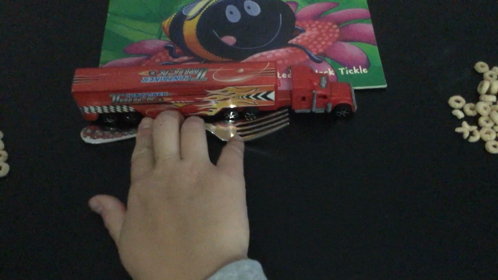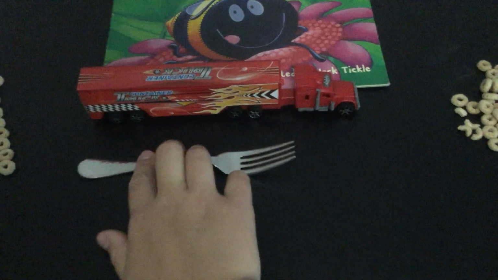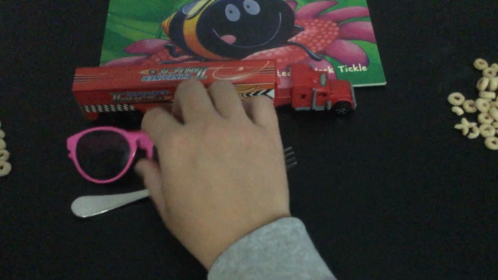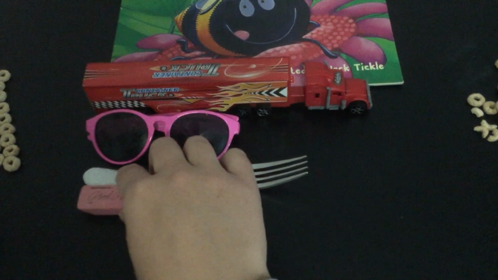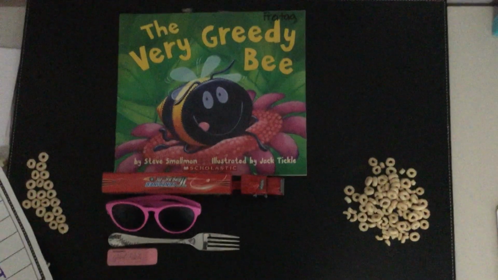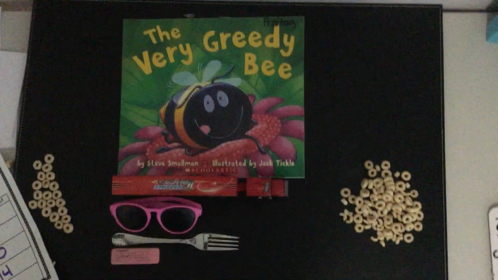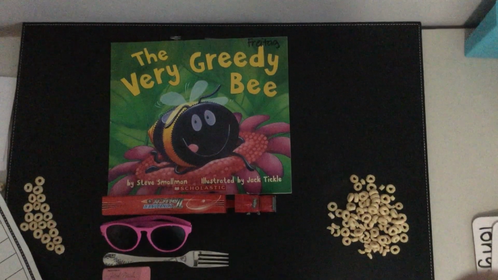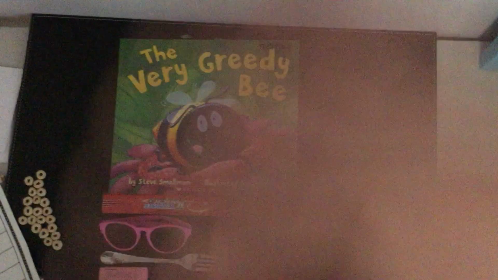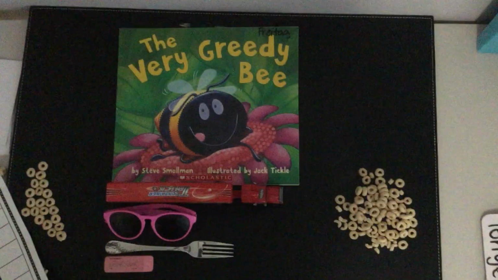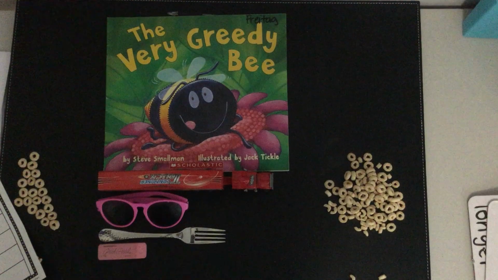Trying to line them up end to end so they're just next to each other. We did our sunglasses, fork, eraser. Okay, so they're all lined up about equal with each other. If we look at these objects, we can see which the longest is. Which one is the longest? The book is the longest. Which one is the shortest? So look at their length. The eraser is the shortest.